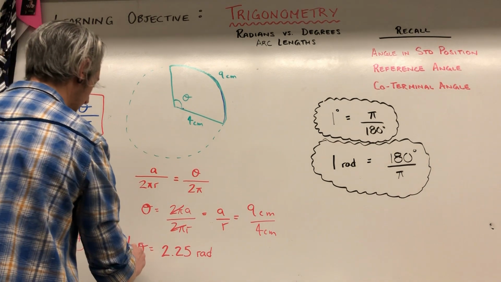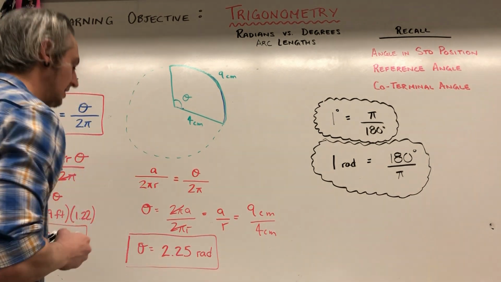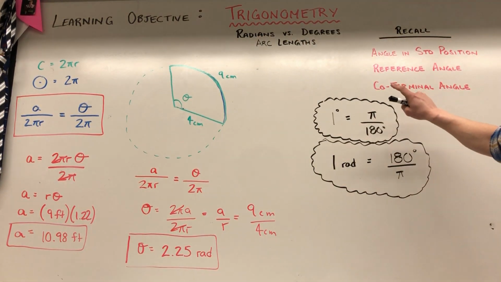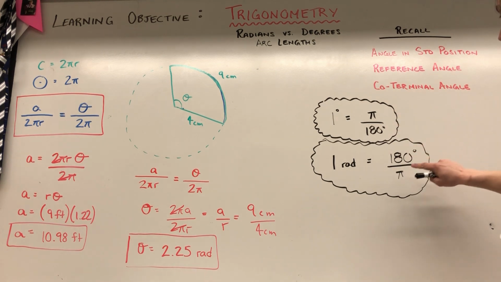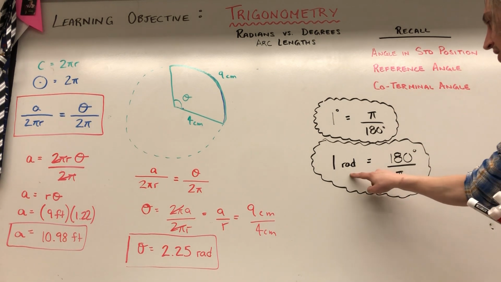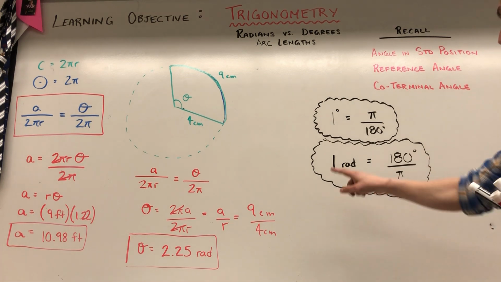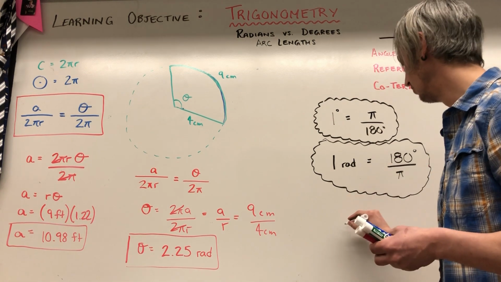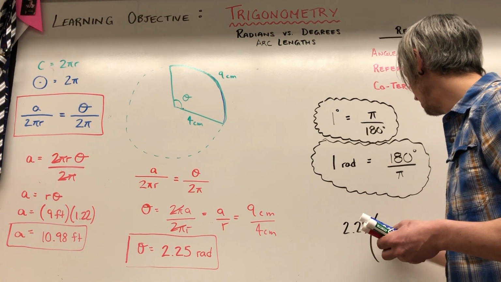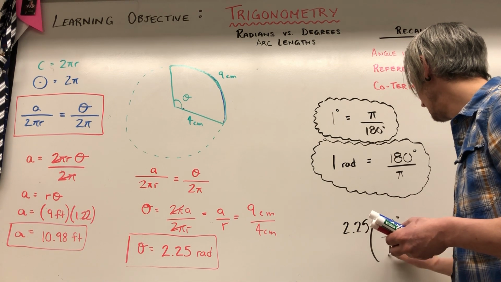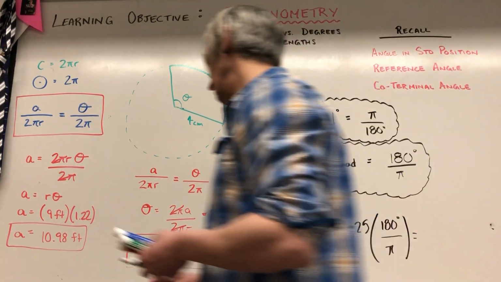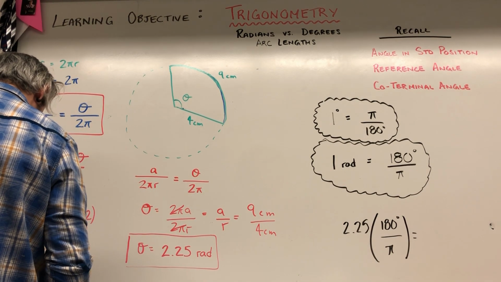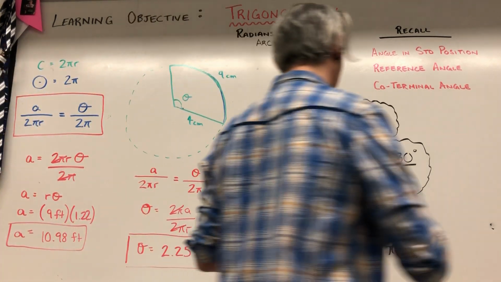Okay? Now if I wanted to convert that into degrees, all I would have to do is multiply 2.25 times 180 over pi. So 1 radian is equal to 180 degrees divided by pi. So 2.25 radians is equal to, and we did that one before, 2.25 times 180 degrees over pi. And that gives me 128.9.